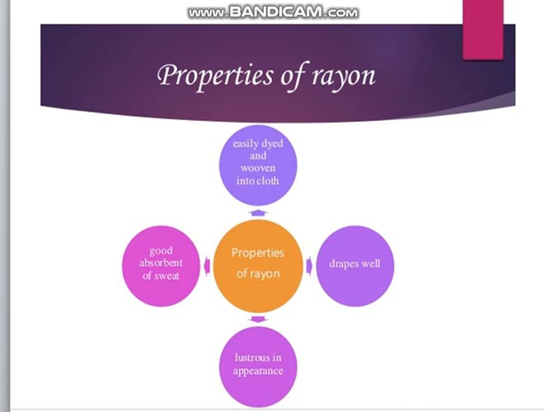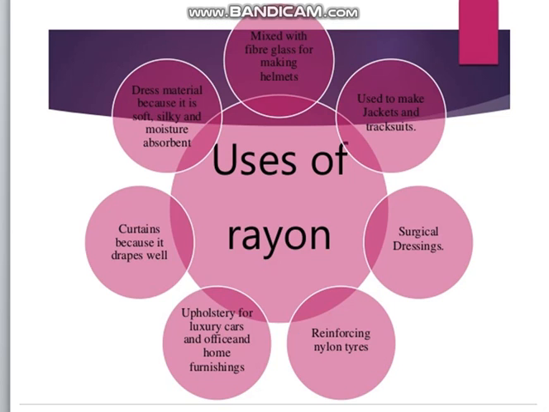Let's see some more properties of rayon. Rayon is a good absorbent of sweat. It is lustrous in appearance, easily dyed and woven into cloth. So this is about the various properties of rayon. Now, what are the various fields where rayon can be used? What are the various uses of rayon?